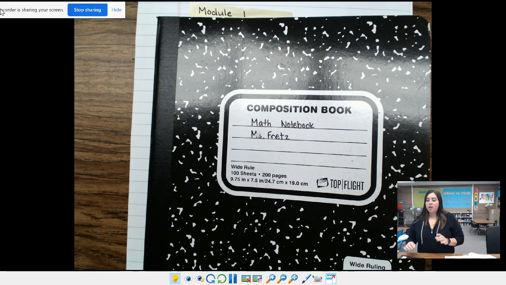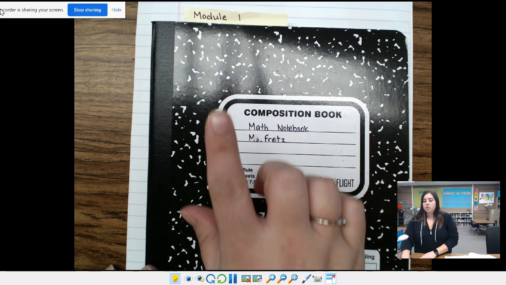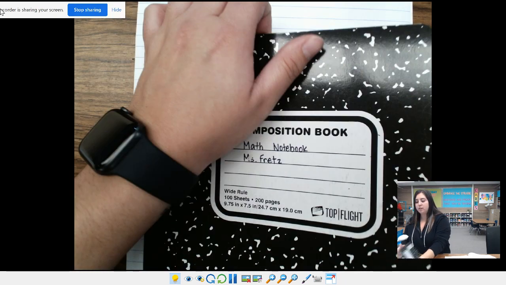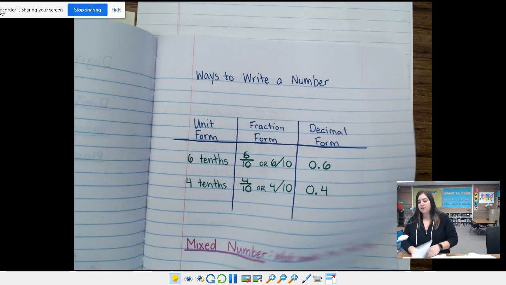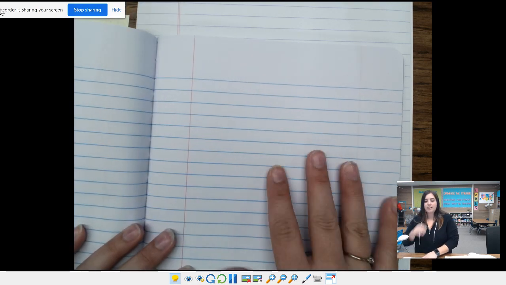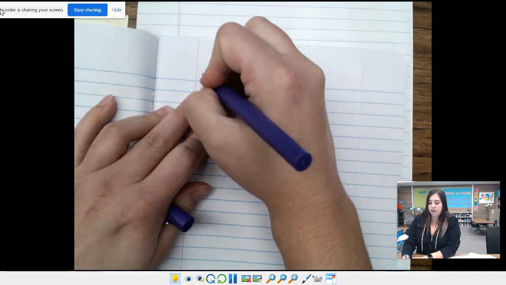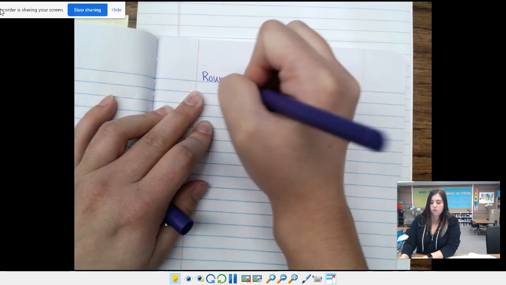Fifth graders. So today for our math, we're actually going to start in our math notebook. So I'm going to open up to module 1, which we are still in, and then I'm going to find my next blank page. I'm flipping through my notes. Aha, here is my next blank page. So on here, let's title this Rounding.